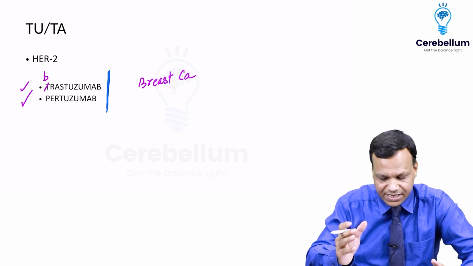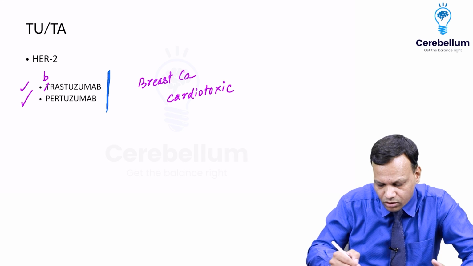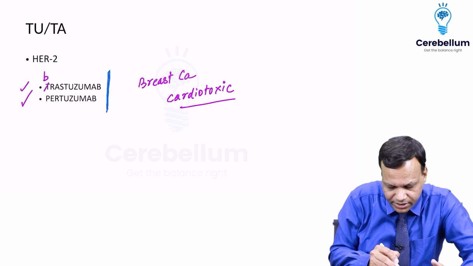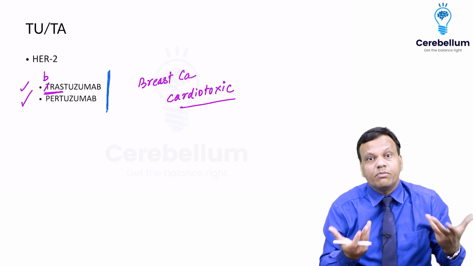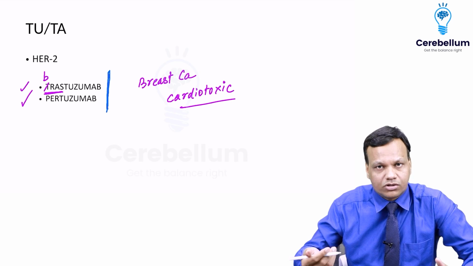Okay, so used for breast cancer, and these drugs can cause cardiotoxicity. These drugs are cardiotoxic. And you can remember from the name, trust. Their name starts with trust. So if you trust someone, the heart will be broken. So trastuzumab will break the heart. So trastuzumab is cardiotoxic.